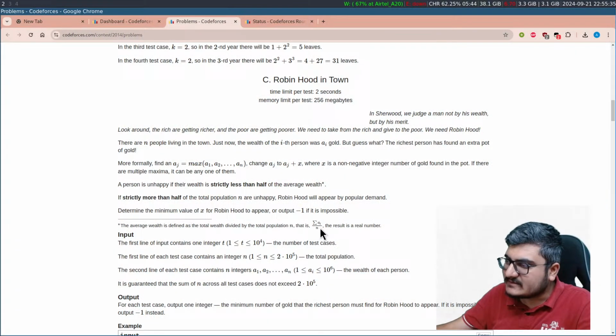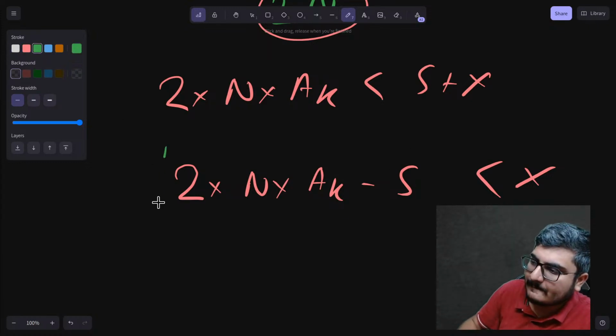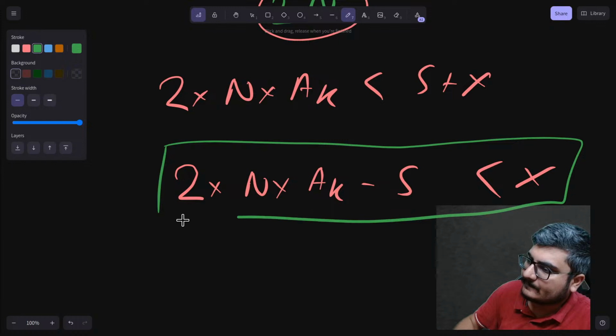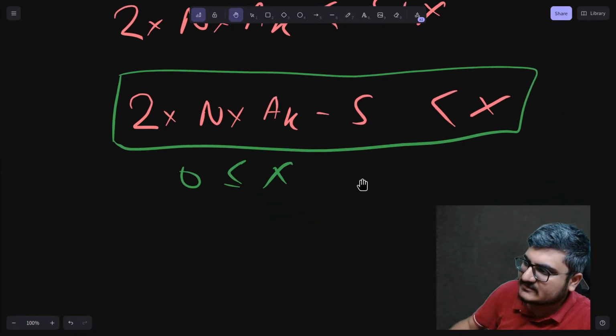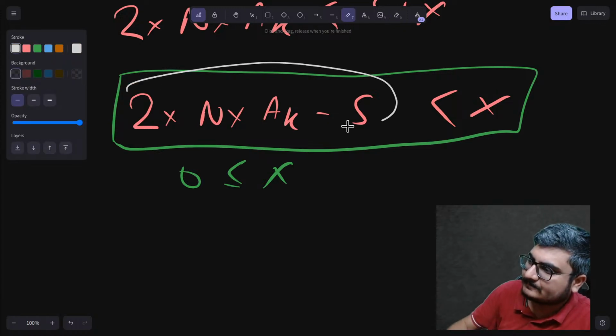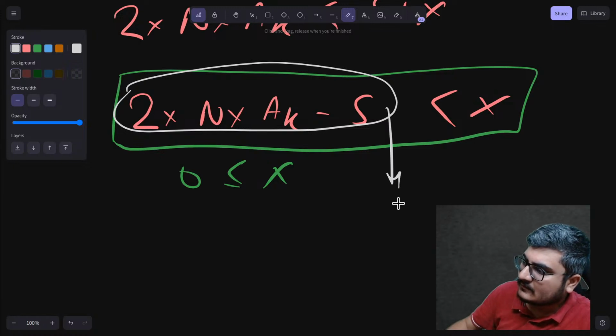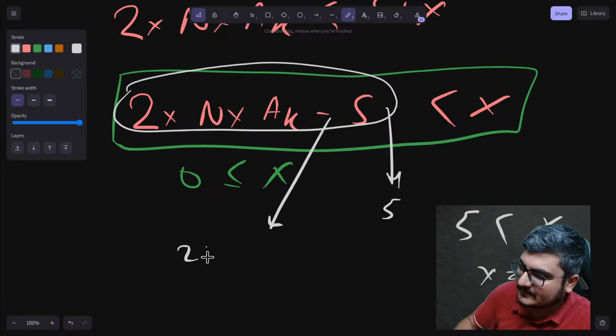Okay, the problem specifically says that the average can be a real number. So if the average is 3 by 2, then it is more than 3 obviously. And we also want that x should be greater than or equal to 0. So first let's find this value. Let's say this value is 5. Then the smallest value which is greater than 5 would be x equal to 6. Or if this value is, let's say, 20, then the smallest value which is greater than 20 would be x equal to 21 and so on.